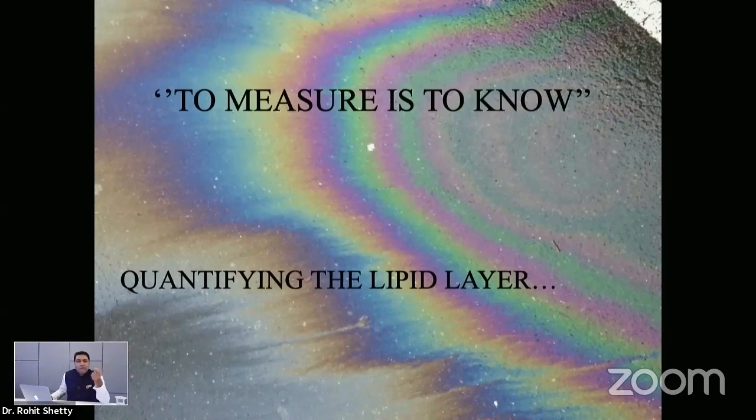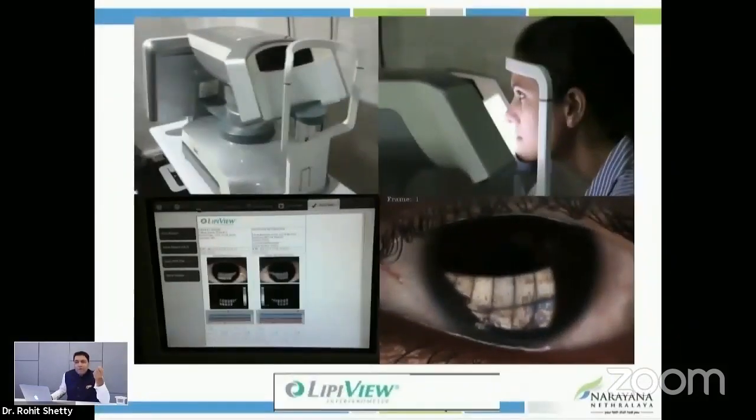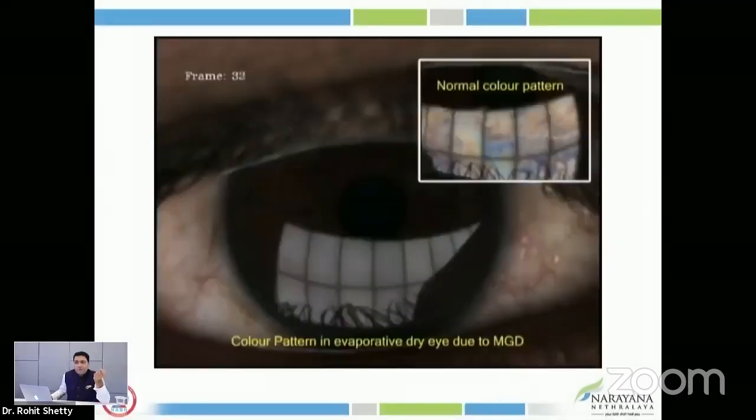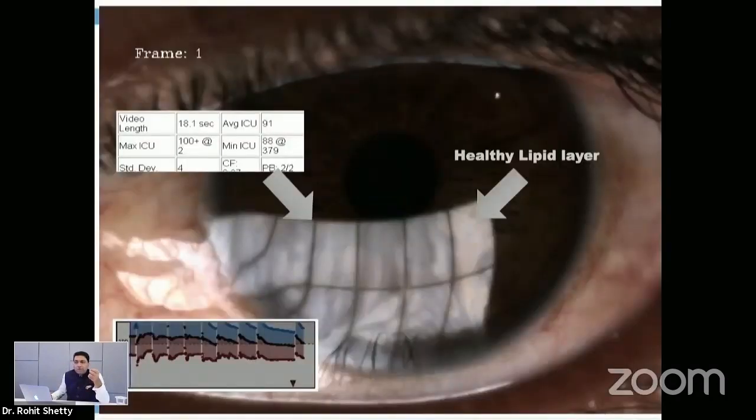And that's where the whole component of LipiFlow, LipiView comes. LipiView measures the lipid in your tears and quantifies it. It uses interferometry measurements, and you can see that healthy tears have more colors, like oil on water, and unhealthy tears have no colors. It's a very complex technology. I don't want to go into this, but the machine makes it easy. So it gives you a very quick and fast understanding of the quality of the tear film.